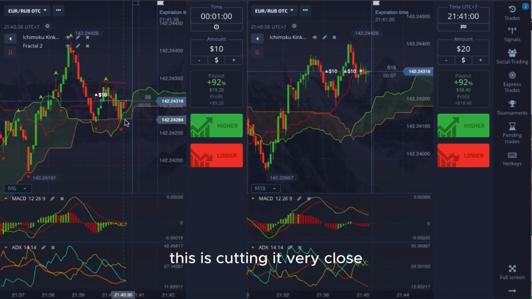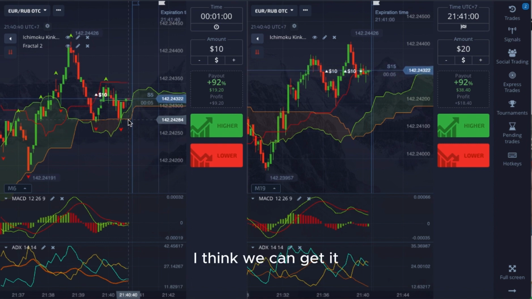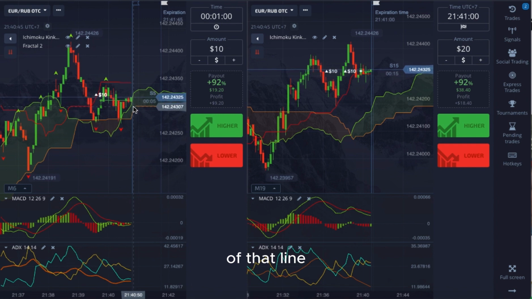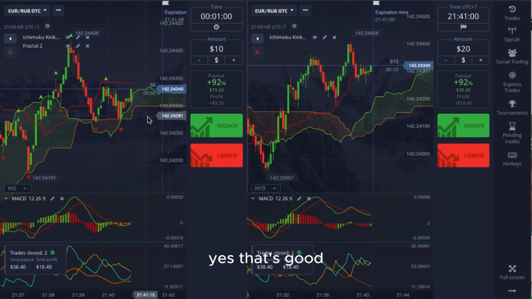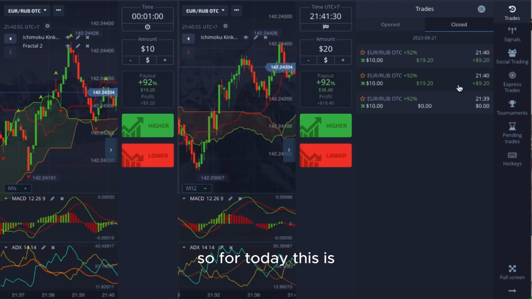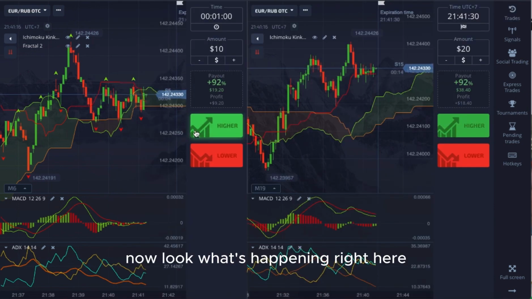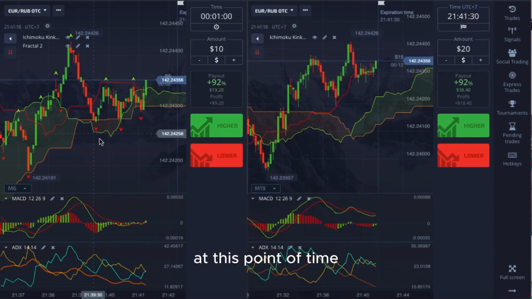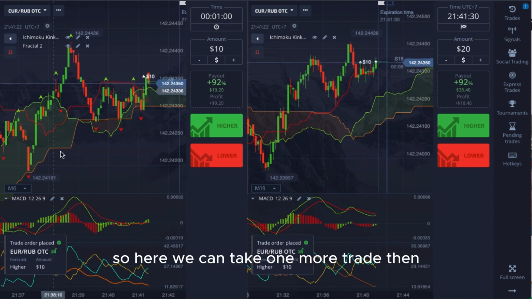This is cutting it very close, but I think we can get it. Why? Because we are actually on the upside of that line. Yes, that's good. So we have got this trade. For today, there you have it, one net win right now. Let's move on. Now, look what's happening right here at this point in time. Here we can take one more trade.